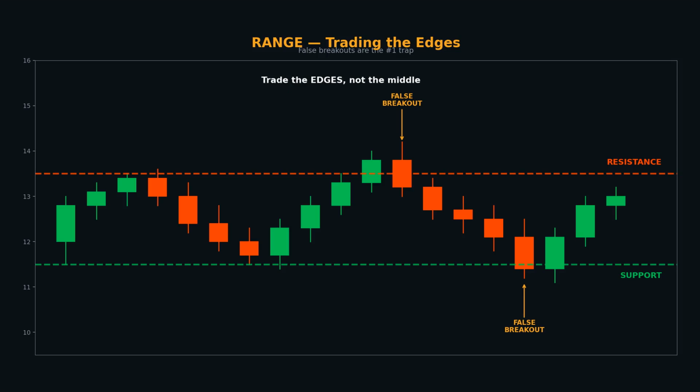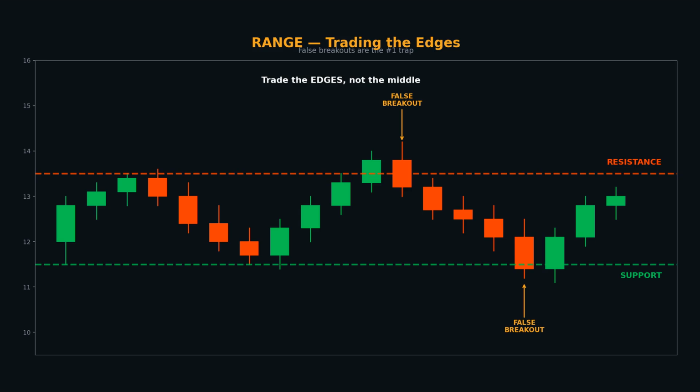Now, ranges. This is where most beginners get absolutely destroyed, because ranges look deceptively simple, but are actually the trickiest environment to trade. A range is when price gets stuck between 2 levels: a ceiling, which we call resistance, and a floor, which we call support. Price bounces up to resistance, gets rejected, drops back down to support, bounces, goes back up to resistance, gets rejected again, back and forth, back and forth.